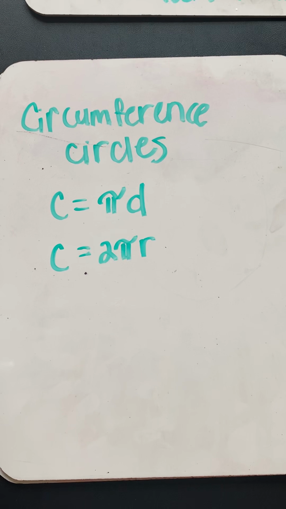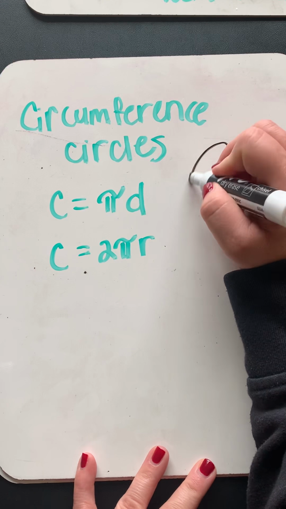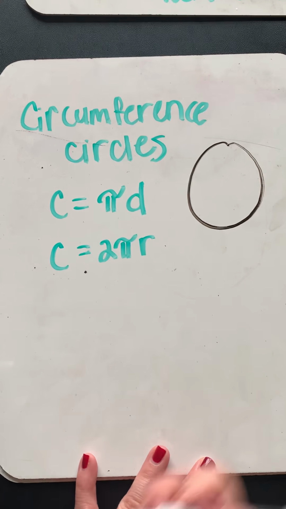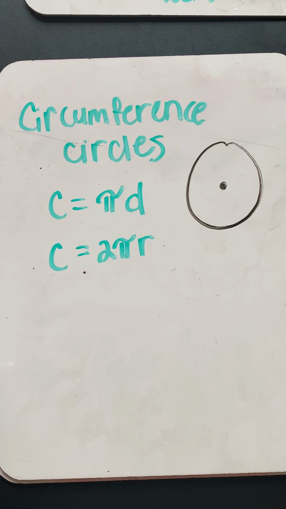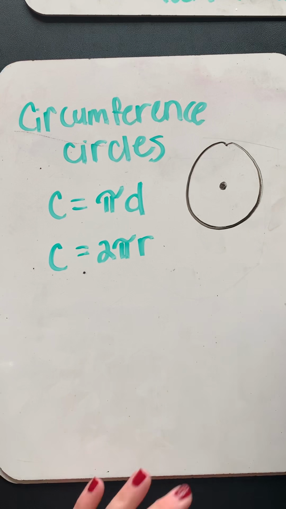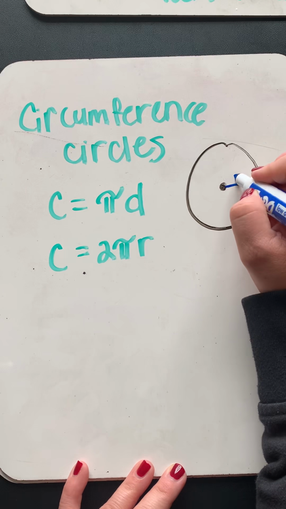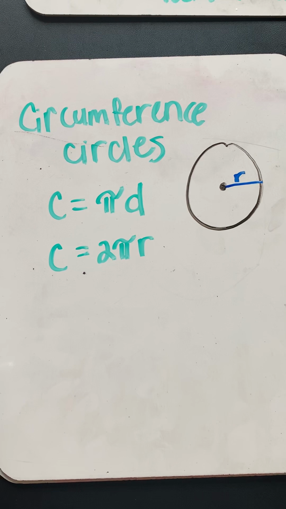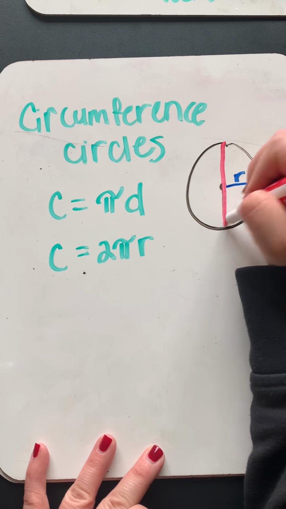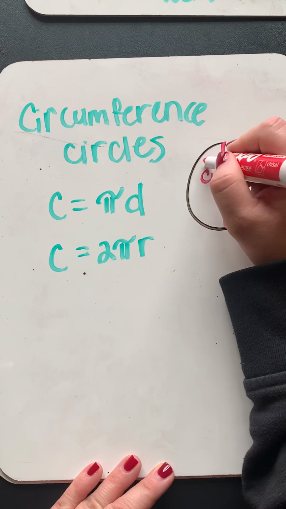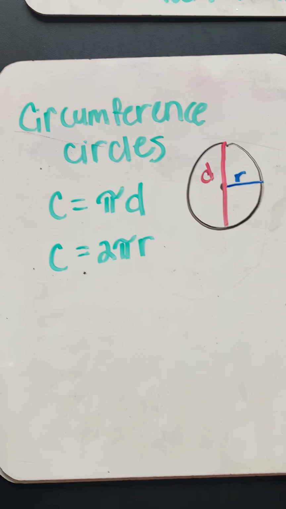So if you look at a circle, the circle has a center point. If you take a pen and you go from the center to one of the edges, that's going to be your radius. Okay, we call that R. And if you go from one part of the circle to the other side, going through that center, that is called your diameter. So depending on which value you have, you can use one of the formulas there.